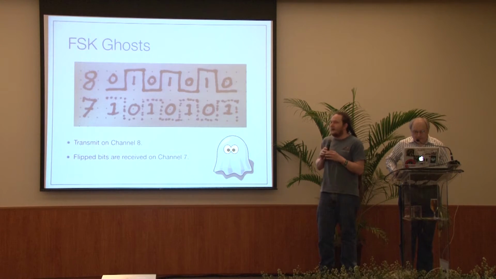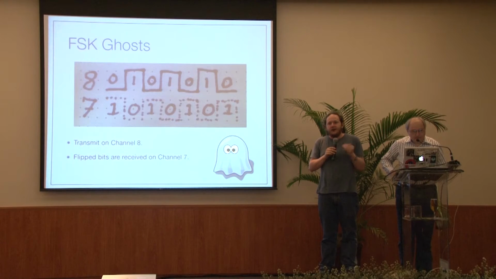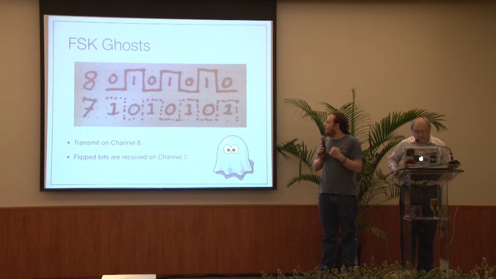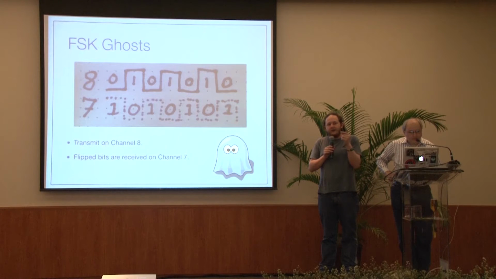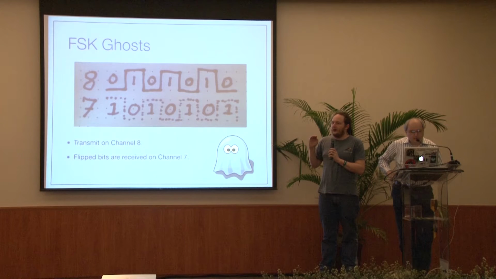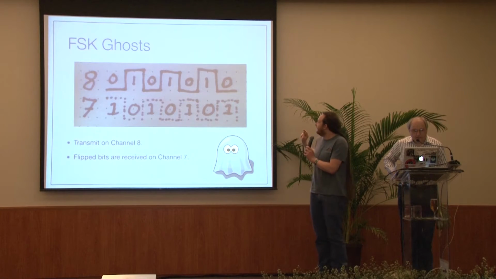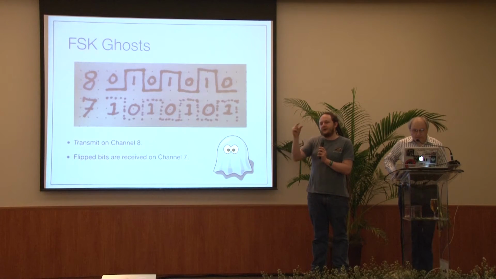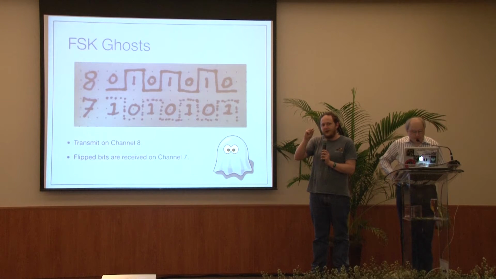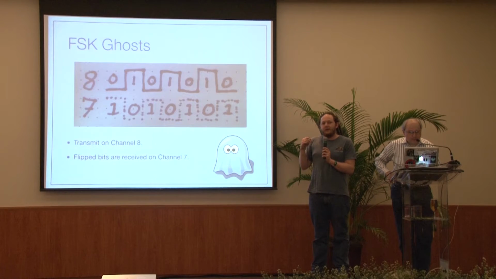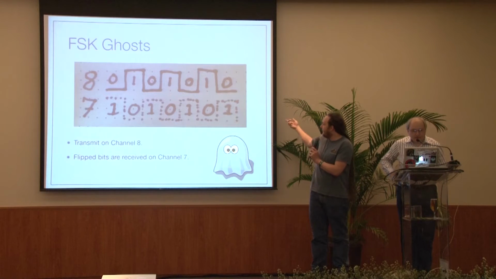One of the things that we found was that there's a ghosting effect. If you have an FSK radio tuned to channel 8, transmitting, and you have a receiver on channel 7, you see the original message with all of the bits flipped. Because the receiver on channel 7 is only looking at the signal strength on its 2 little sample points. And the higher frequency for channel 7 is the lower frequency for channel 8. So all the bits come in flipped.